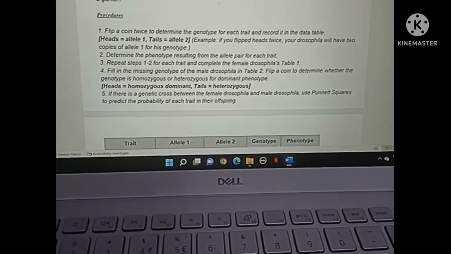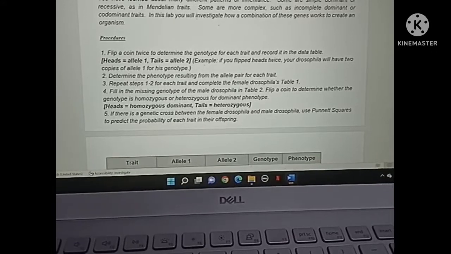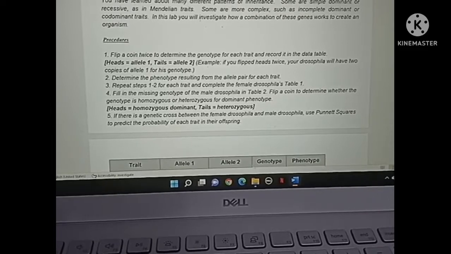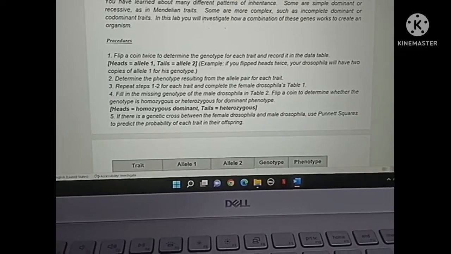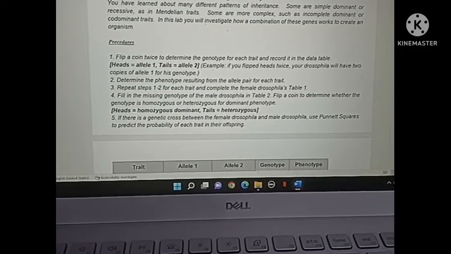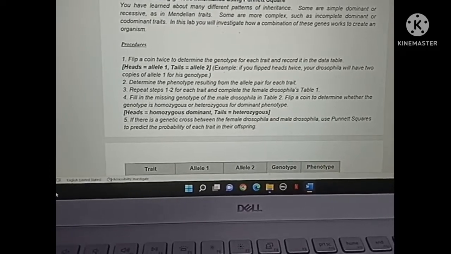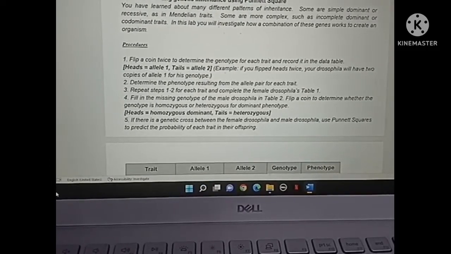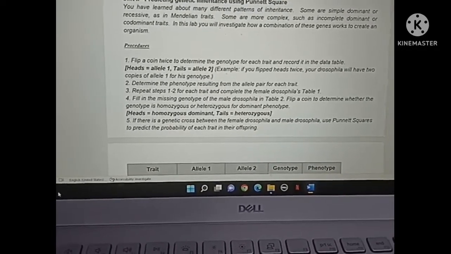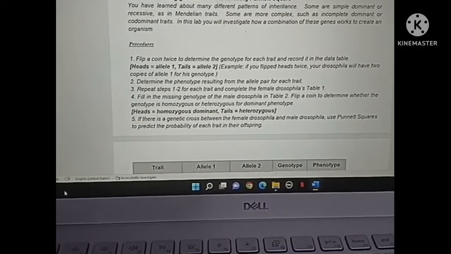The procedure is to flip a coin twice to determine the genotype for each trait and record it in the data table, which means heads is L1 and tails is L2. So, if you flip heads twice, your Drosophila will have two copies of L1 for its genotype. Then determine the phenotype resulting from the pair that we get from the coin flip. Repeat the steps to complete the table.